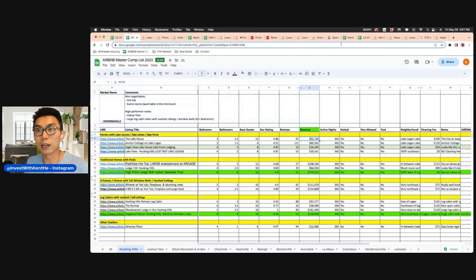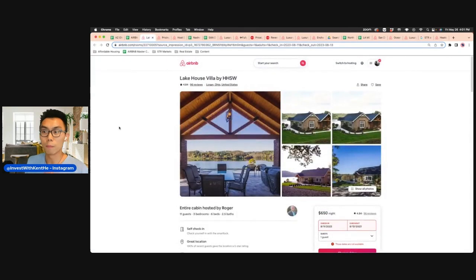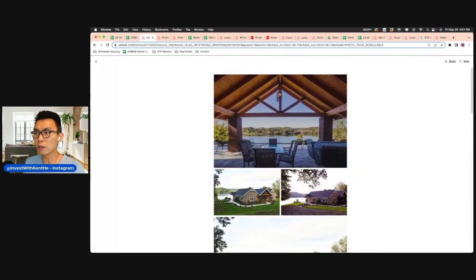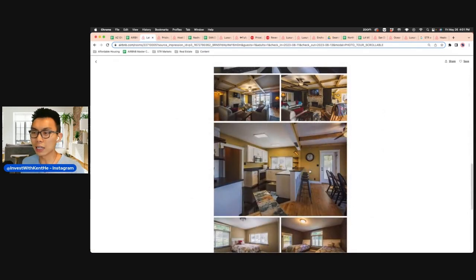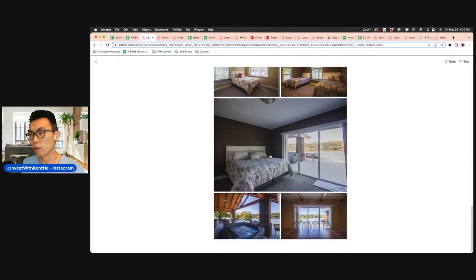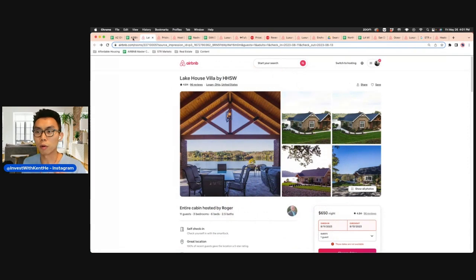So I clicked on the link and here's the house. Boom. All right. It's got a lake view. It's got a really nice backyard, I think, in my opinion. It's got a decent inside. It's got some dark photos, so there's probably some room for improvement. But here's the important part.